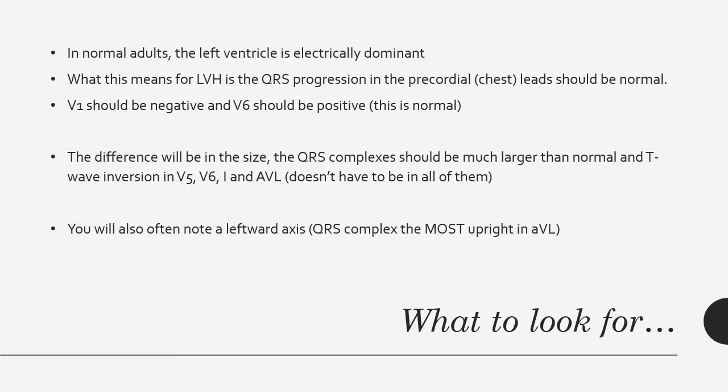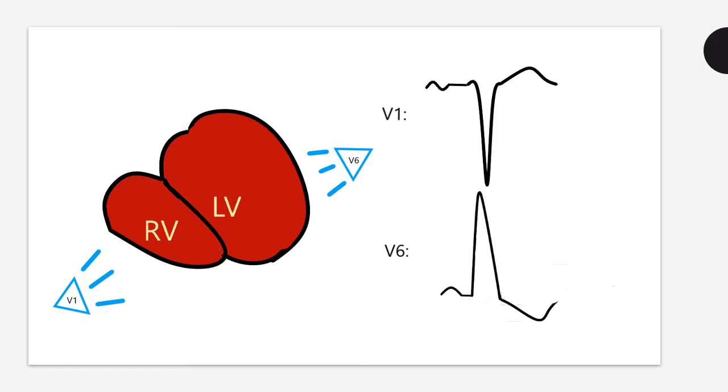There's technically millimeter criteria that you can use to determine LVH, but it's really unnecessary. If you see deep S waves in V1 with tall R waves in V6 and they're slightly wide with a couple other findings, it's probably LVH, especially if your patient has a medical history that corroborates that. So what to look for?